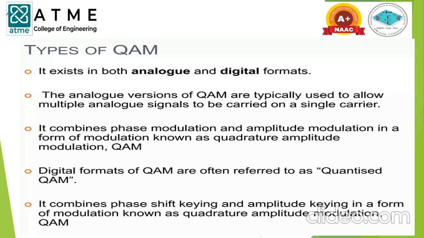The analog version of QAM is typically used to allow multiple analog signals to be carried on the same carrier. It combines phase modulation and amplitude modulation in the form of modulation known as quadrature amplitude modulation, in short called QAM. Digital formats of QAM are often referred to as quantized QAM. It combines phase shift keying and amplitude keying in the form of modulation known as quadrature amplitude modulation, QAM.